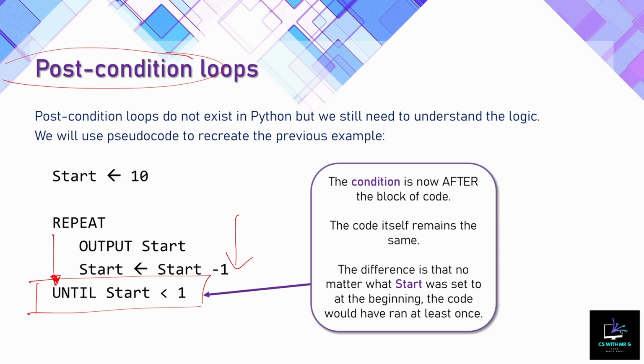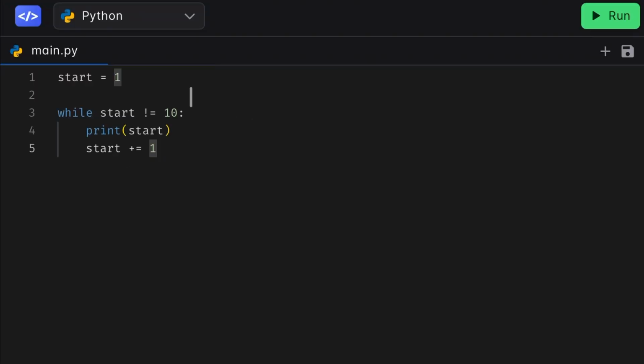But what we could do is use what we call a while true loop. So while true, we'll print start, then we'll increment it by 1. Then we can perform a check and we'll say if start is equal to 10, and if it is, we will break the loop. So this is kind of the same as a post-condition loop, as this will loop at least once.